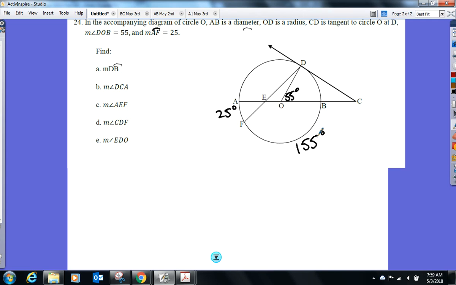Any way I can use that 55 to find another arc measure? That 55 is what type of angle? Central. Central is always equal to its arc measure. So DB is 55. And now what about AD? 125, again because AB is a diameter. Guys, please stop me here. Is everyone all right with how I'm finding all these arcs? Because now I have all the arc measures. I should be ready to roll. Questions? Okay, DB, already found part A, 55 degrees.